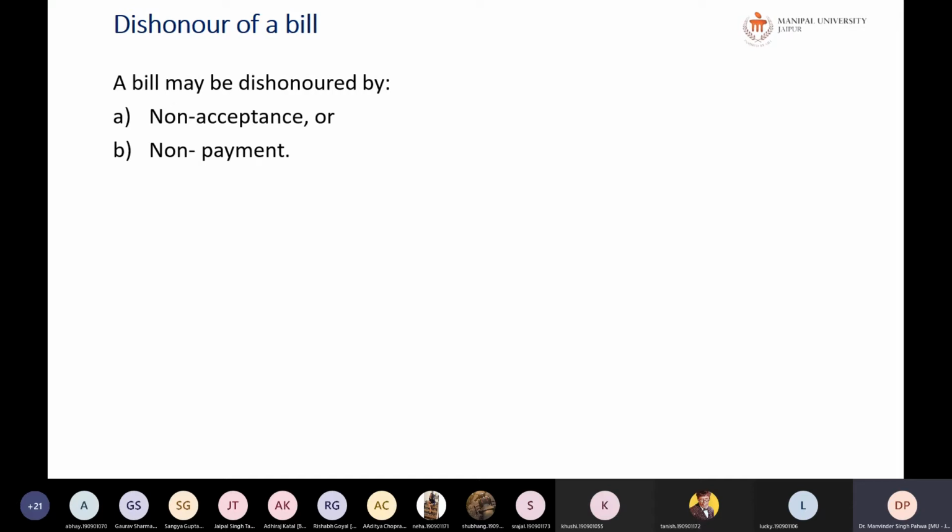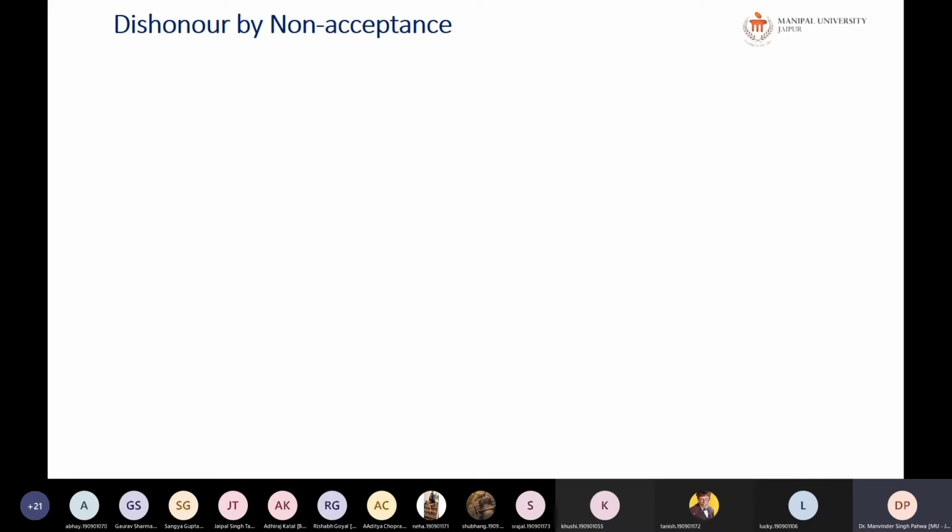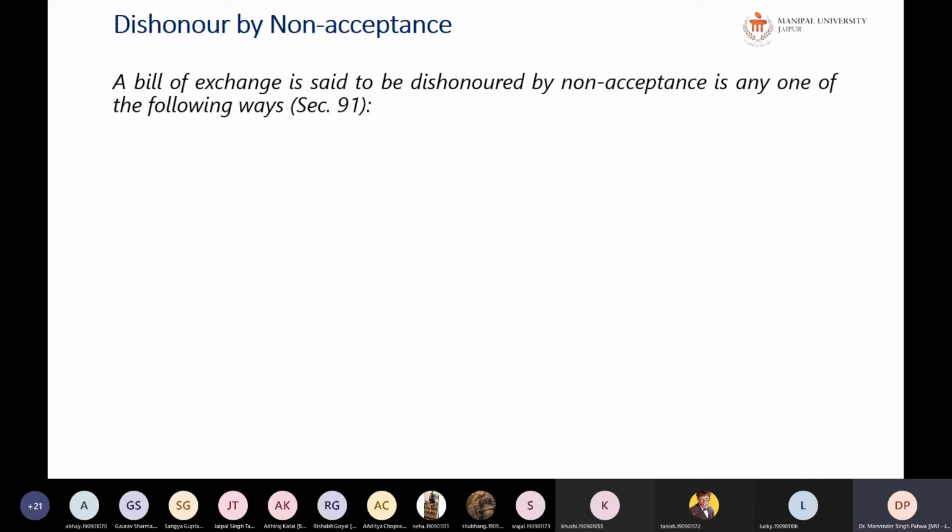Another is, after accepting the instrument and after passing of the due time, the person has not made payment on the due date. This is called dishonor by non-payment. So there are two types of dishonor of a bill: dishonor by non-acceptance and dishonor by non-payment. Now let us elaborate on it.